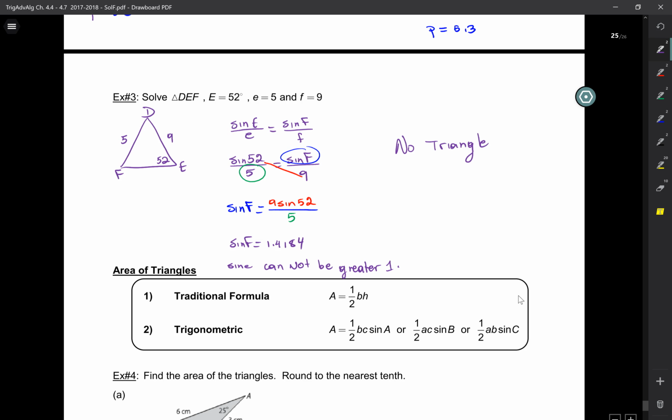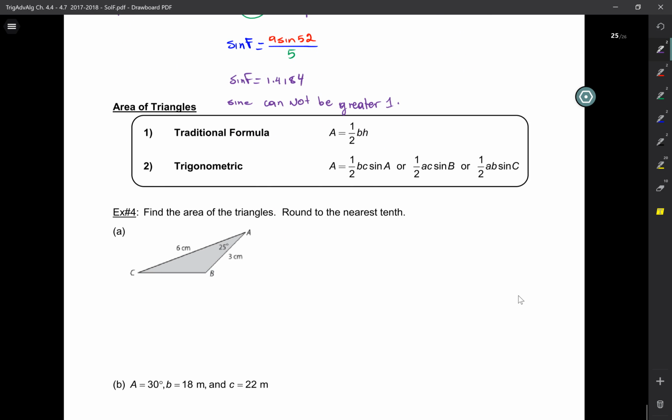Well, it means there is no possible way that you can construct a triangle that has 52 as angle E, 5 as e, and 9 as f. There is no way you can construct a triangle like that. It breaks all the rules of math. Okay? All right. We can use the law of sines to find the area of triangles.